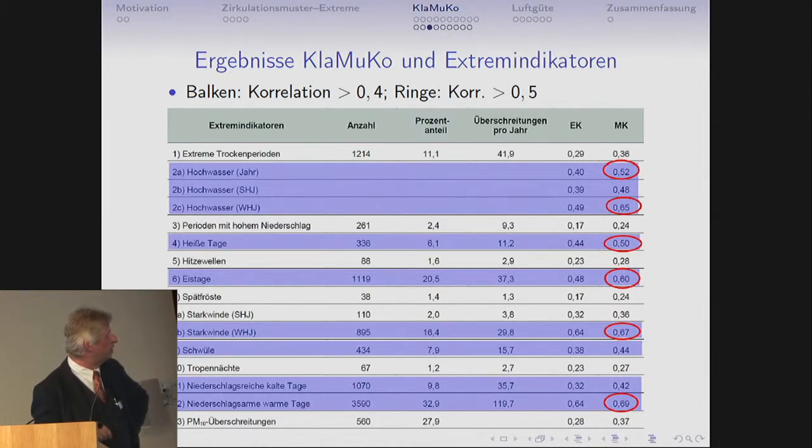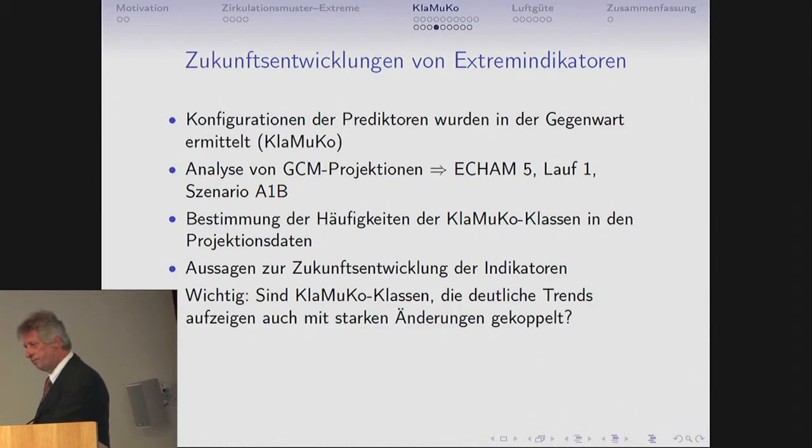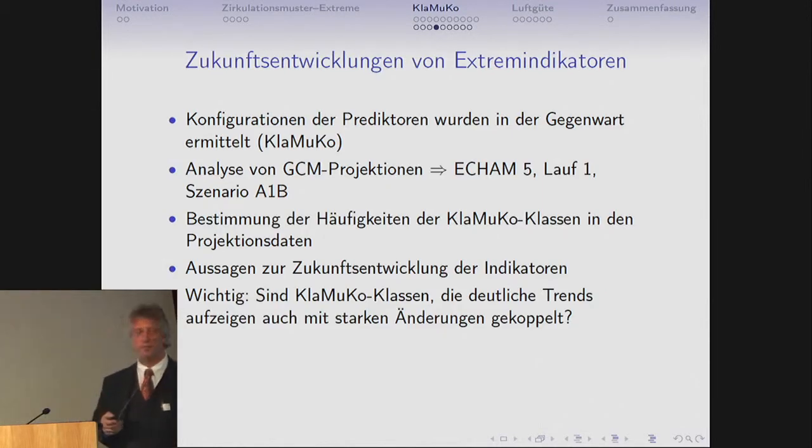Then we use a bar in order to highlight the result, and the red circle is for correlation coefficients higher than 0.5. So that means quite high for hot days. Very cold days, late frost or strong winds in the summer half year do not offer such a good picture, but strong winds in the winter or oppressive heat, wet heat is also quite predictable. And especially wet cold and wet warm days show a good chance of being predicted. Recorded. Aber wir wollen ja in die Zukunft gehen.